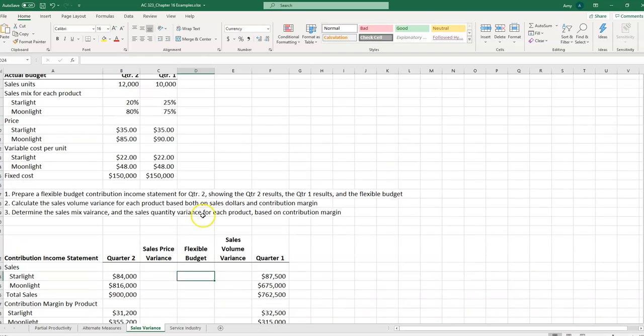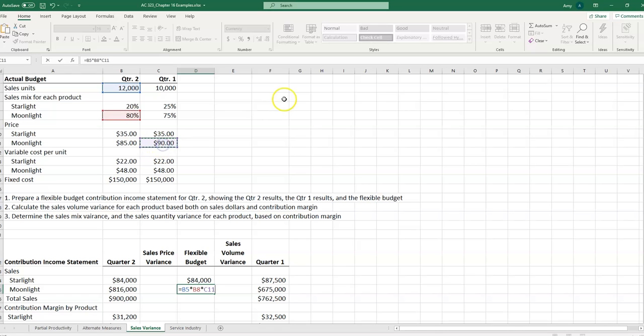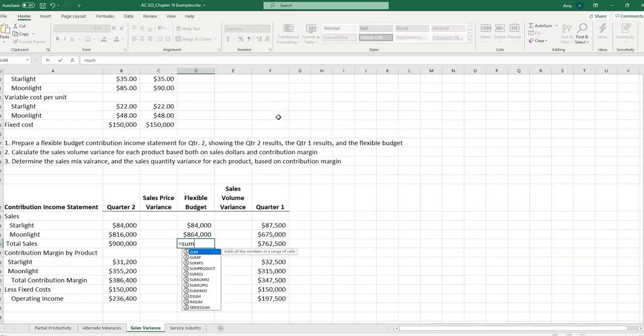For a flexible budget, we take the 12,000 sales. So remember, a flexible budget is designed based on actual results. So 12,000 times the 20% sales mix times the quarter one cost. So flexible budget is actual results times our standard price or cost. So this would be our quarter one cost, quarter two results times quarter one costs. So 12,000 times the 80% mix times a $90 sales price.